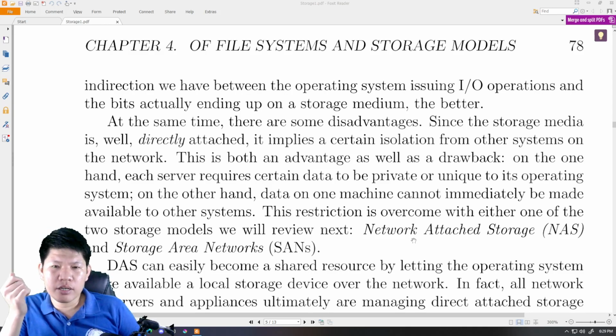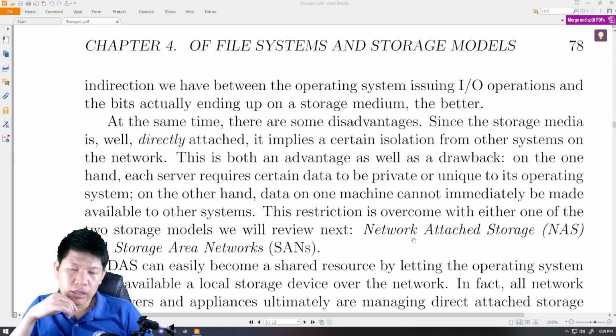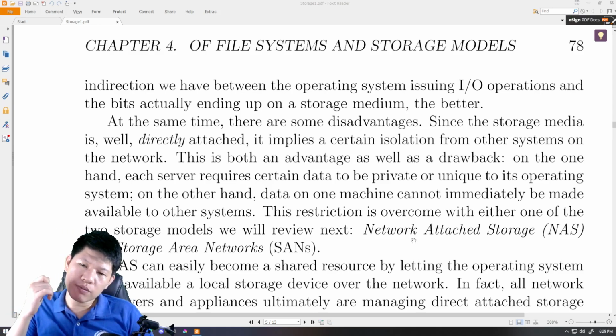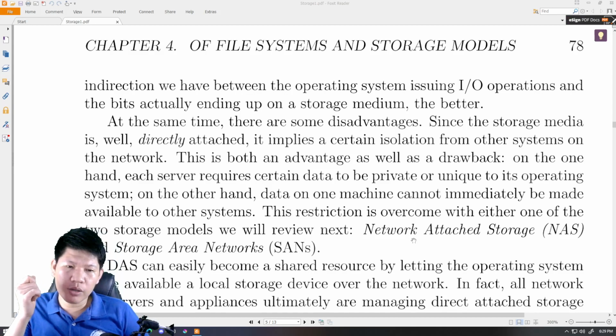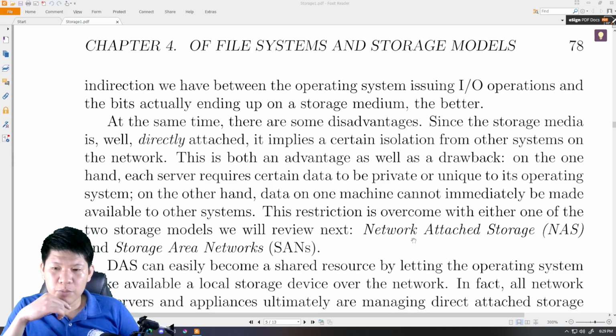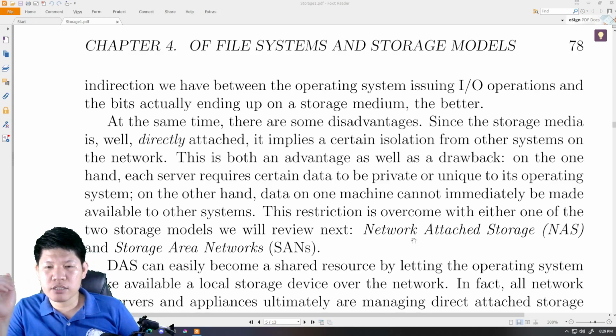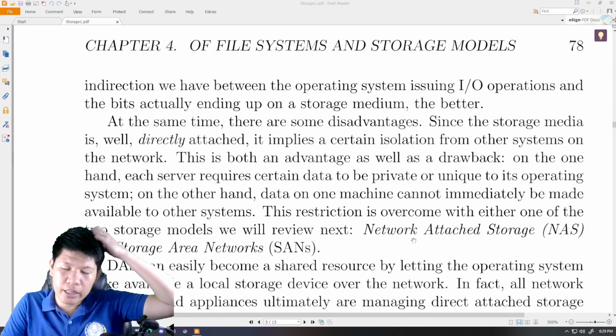At the same time, there are some disadvantages. Since the storage media is directly attached, it implies a certain isolation from systems on the network. So this is both an advantage as well as a drawback. On one hand, each server requires certain data to be private or unique to its operating system. On the other hand, data on the machine cannot immediately be available to other systems because it is required to be requested from another device. This restriction is overcome with either of two storage models: the network attached storage and the storage area network or SAN.